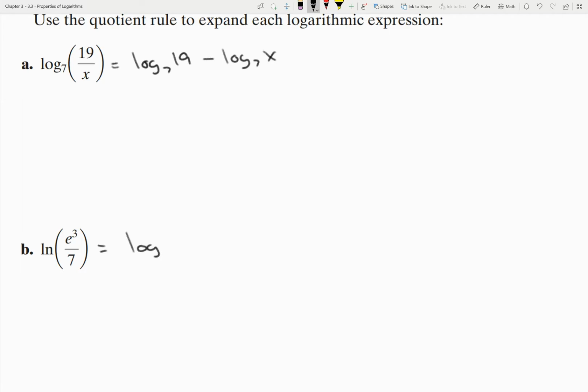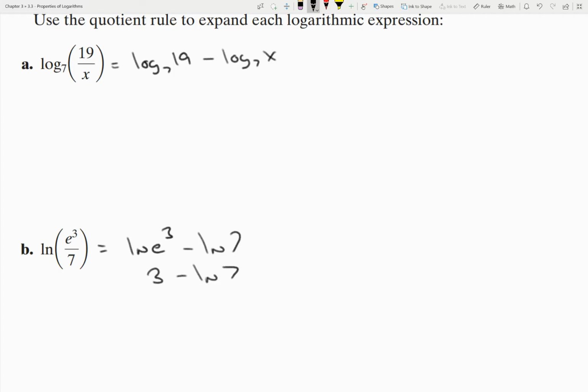Whereas here, we have the natural log of e to the third power minus the natural log of 7. Now, I can evaluate the natural log of e to the third. We can use a different property that we'll talk about in a second called the power property to help us, but the natural log of e to the third is asking, if I have a base of e, what power do I need to raise it to get e to the third power? So this is going to be a 3.